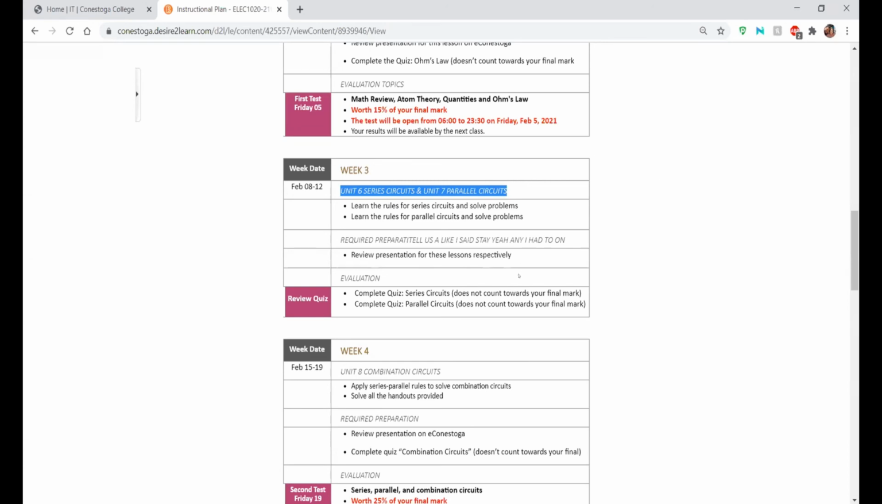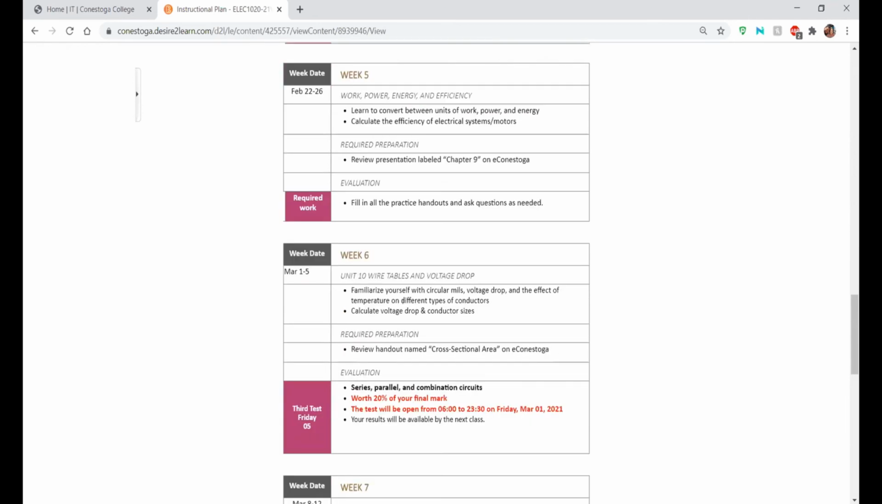I am going to supplement the course also with a couple of chapters from another book, which is called DC Fundamentals, but I'm going to make those chapters available on Conestoga. So when the time comes that we have to learn from DC Fundamentals, that chapter, which is pretty much about power and energy, will be available to you on Conestoga as well. Any questions so far about the instructional plan?